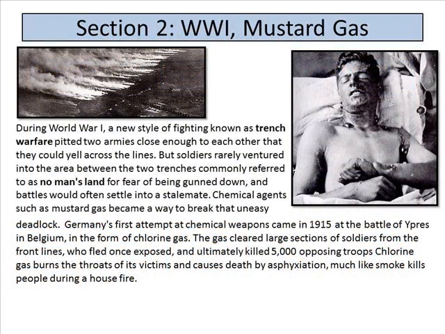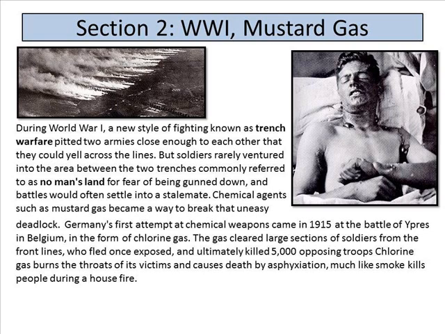Mustard gas. Look at these pictures, you guys, because the first top picture shows you the way mustard gas looks. It's very heavy, and then it falls into the trenches where the men are, and then you could see what it does to your skin when it hits you. During World War I, a new style of fighting known as trench warfare pitted two armies close enough to each other that they could yell across the lines, but soldiers rarely ventured into the area between the two trenches, commonly referred to as no man's land, for fear of being gunned down, and battles would often settle into a stalemate. Chemical agents such as mustard gas became a way to break that uneasy deadlock.